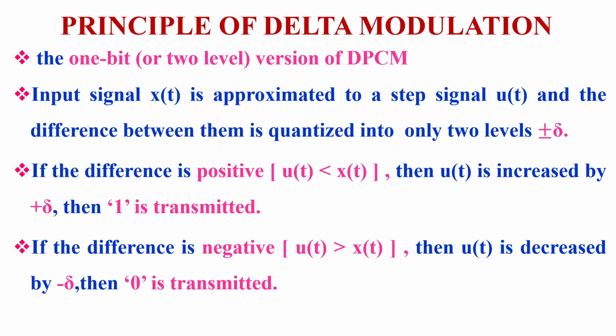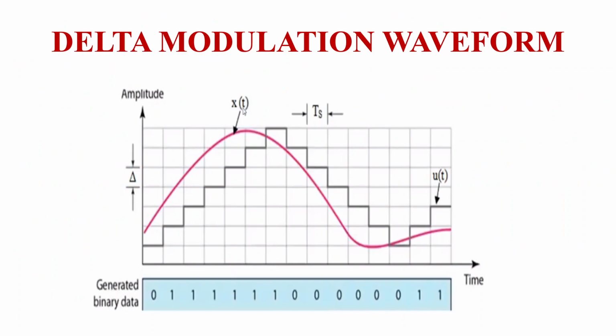How does it get a plus delta or minus delta value? It compares the incoming signal with the staircase approximated value. If the approximated value is less than the original value, then it will increase by plus delta and bit 1 is transmitted. If the approximated value is greater than the incoming input message signal, then it will decrease the step signal by minus delta and 0 is transmitted. Here the step size is fixed.